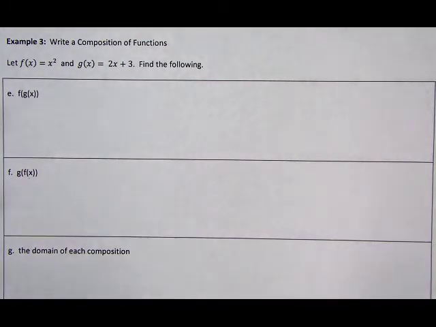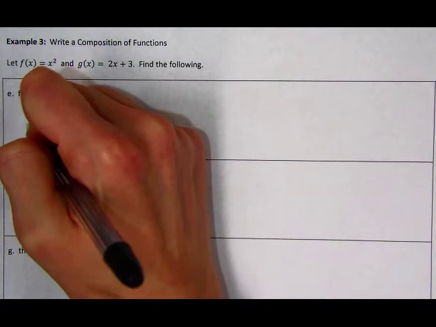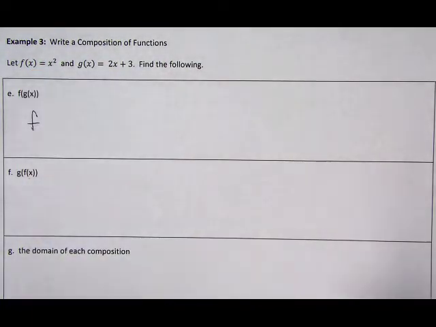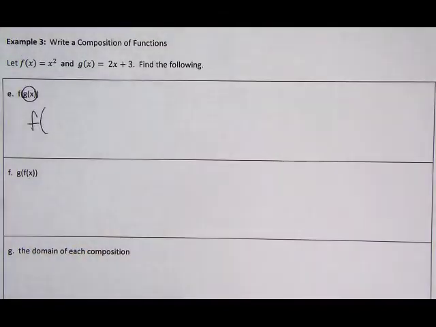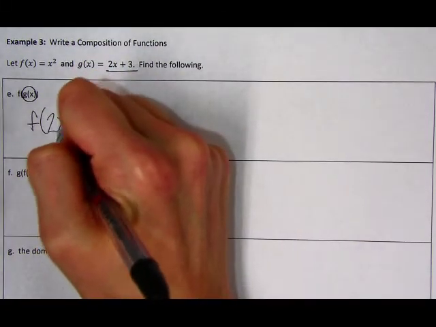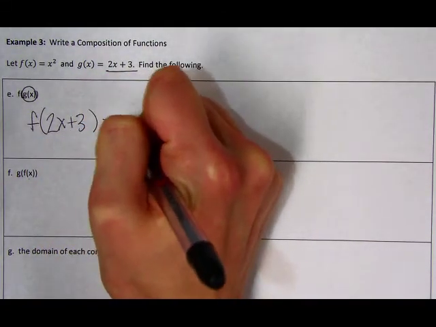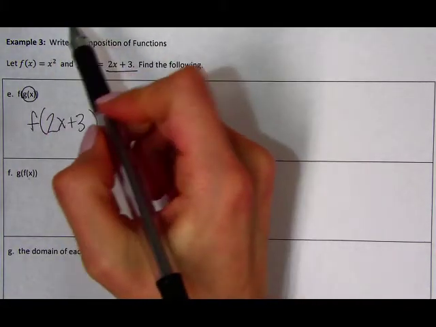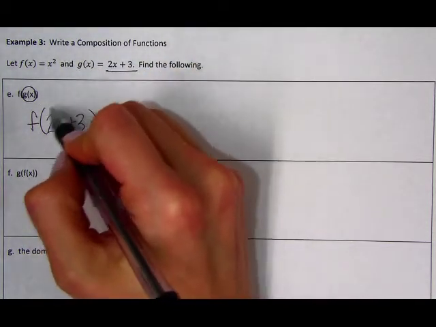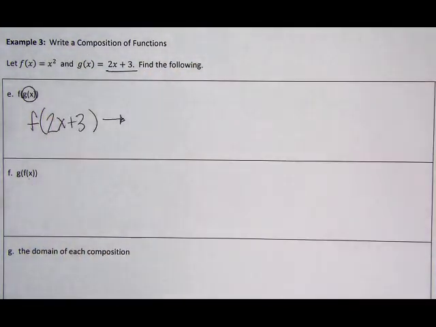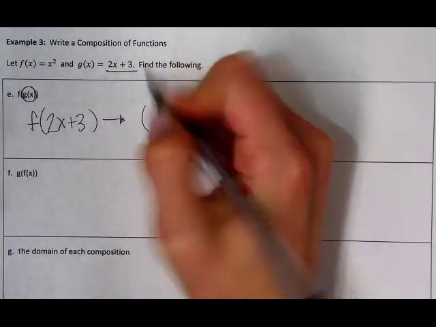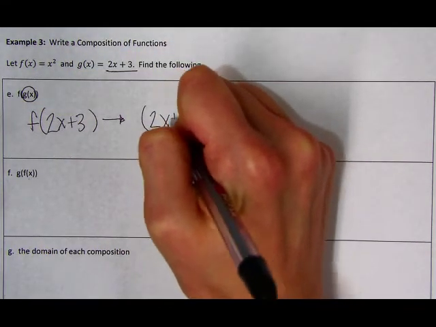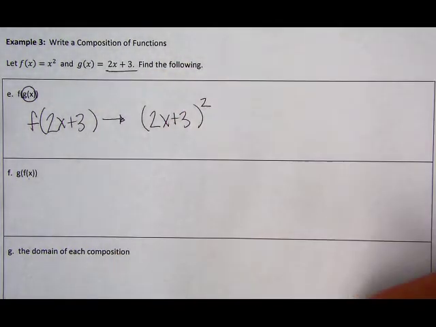So in letter E, the first thing I'm going to do is keep the same function on the outside, which is f, that's given to us on the left. Inside, I'm going to replace g of x with what g of x is actually equal to, which is 2x plus 3. So I go back to f of x, which is x squared, and I'm going to plug this whole thing into my x squared. Where my x is, I'm going to plug in the whole 2x plus 3, and raise the whole thing to the second power.